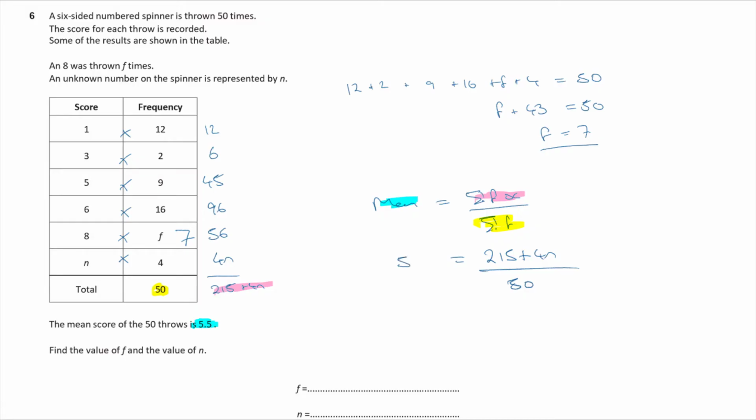So 5.5. Okay, so we've got an equation in n here that we can rearrange and solve for n. So multiplying both sides through by 50, 5.5 times 50, that comes to 275. So 275 equals 215 plus 4n. Taking 215 away from both sides. Now we're subtracting 275. No, we're not.